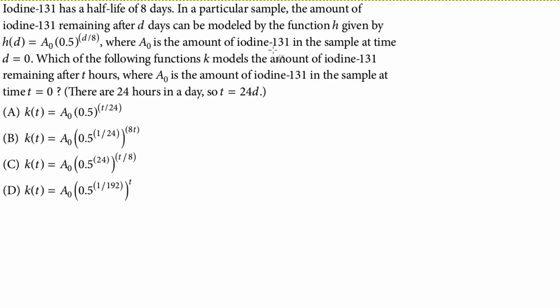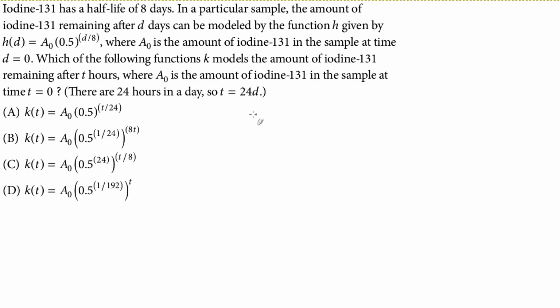A naught is the amount of iodine 131 in the sample at time d equals 0, so the beginning of the first day. Which of the following functions k models the amount of iodine 131 remaining after t hours, where a naught is the amount of iodine at the time t equals 0. So in here, we know that there are 8 days.